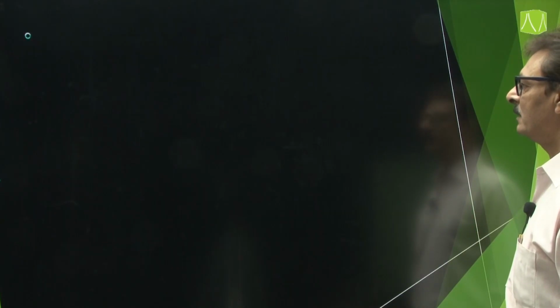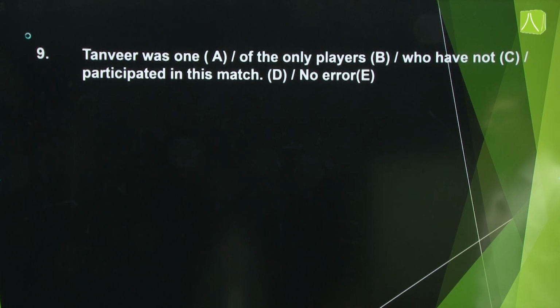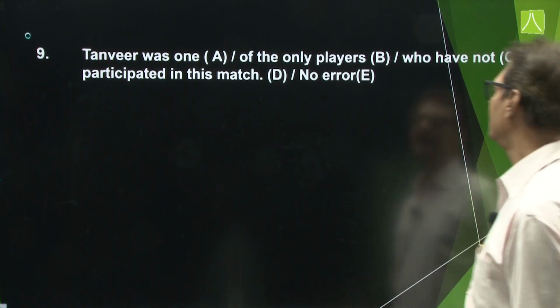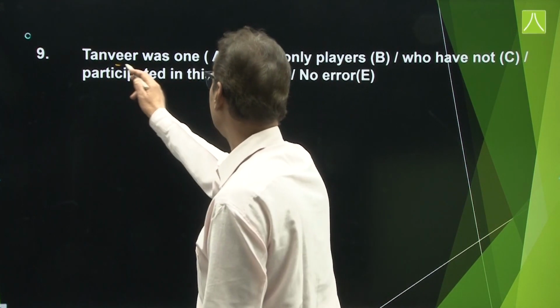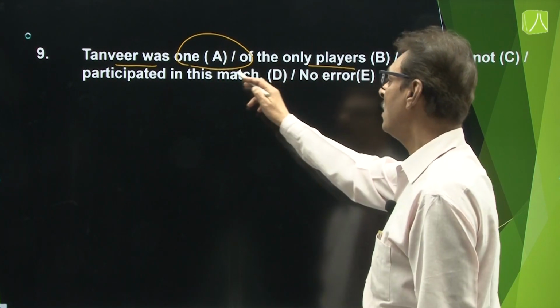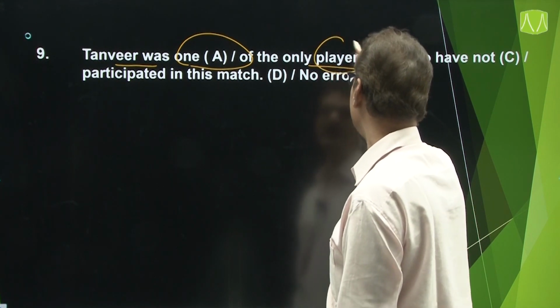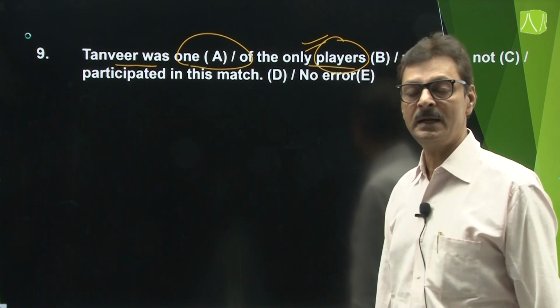Next example. Tanveer was one of the only players who have not participated in this match. किसकी बात कर रहे हैं? तनवीर की बात कर रहे हैं. कौन था ये? One of the players. Yes, one of the players. One of, always remember, one of is always followed by plurals. तो ये सही है. यहाँ पे कोई error नहीं है.